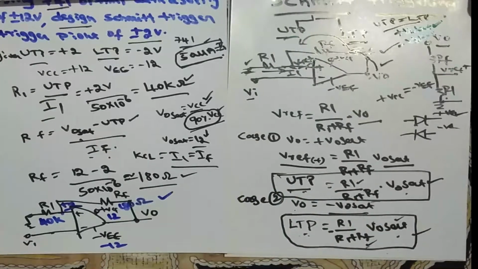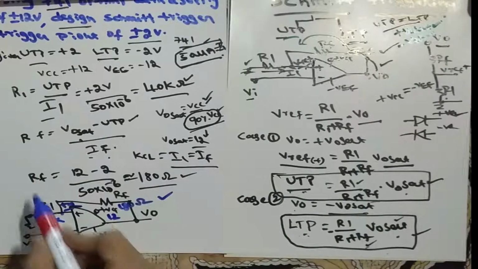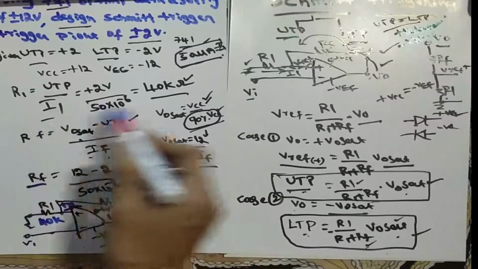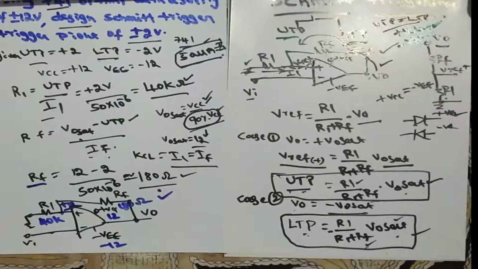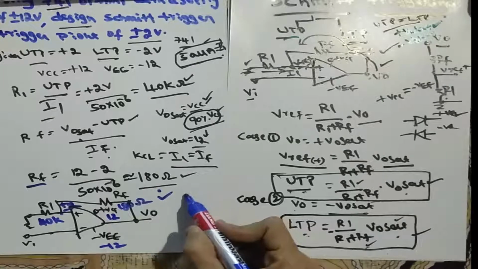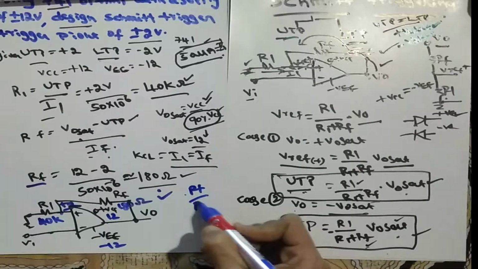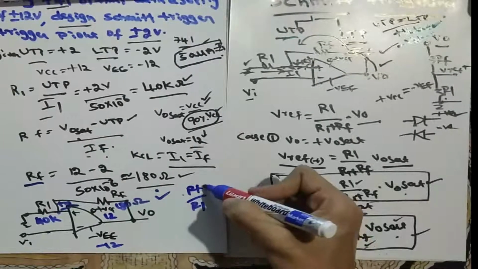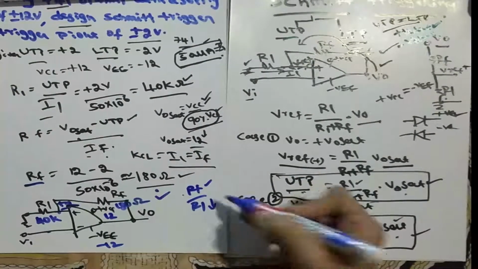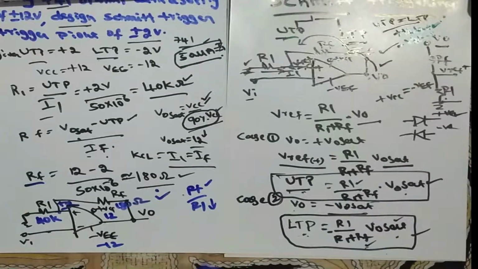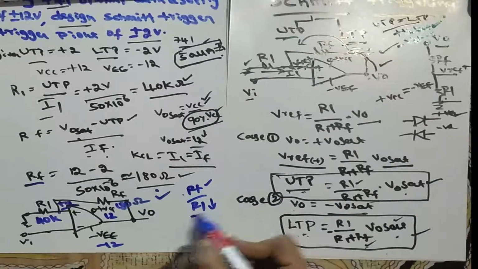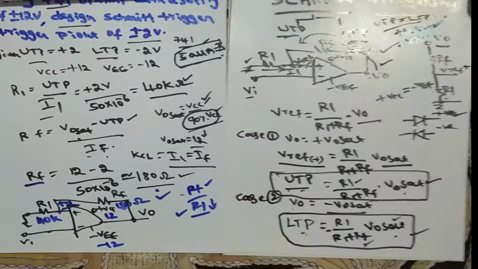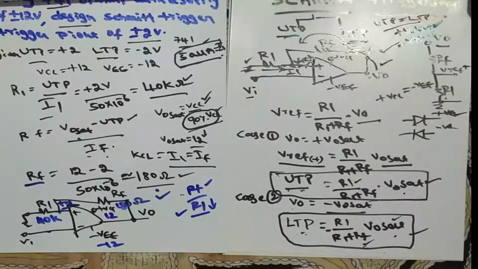And one thing always remember: in this Schmitt trigger, RF is always the smaller value and R1 is the larger value. In all the previous circuits with the op amp, the feedback resistance value is more and R1 is less, because if you take any gain, RF by R1, the gain should be greater than 1. Gain means we are increasing, yes or no? So RF should be greater and R1 lesser in all the other amplifiers, but in the Schmitt trigger it is vice versa. R1 is greater, RF is lesser. That is the thing you have to remember in the Schmitt trigger.